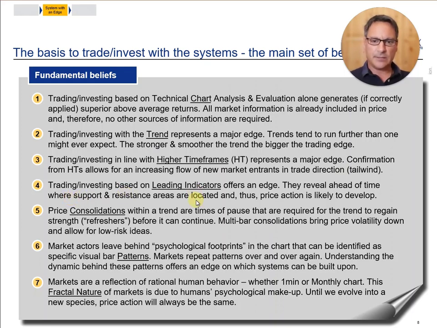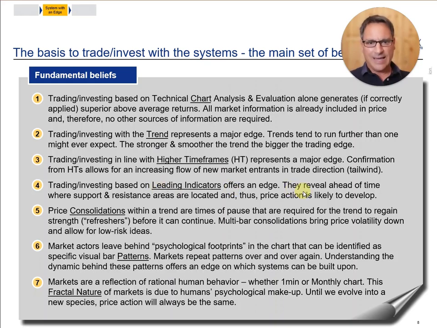We are trading these systems based on leading indicators, not lagging indicators. A lagging indicator, for example, is a moving average crossover. If the 8 EMA goes above the 20 EMA, that could be a buy signal, right, for many systems. That's a lagging indicator. We don't trade those. We only look for leading indicators.